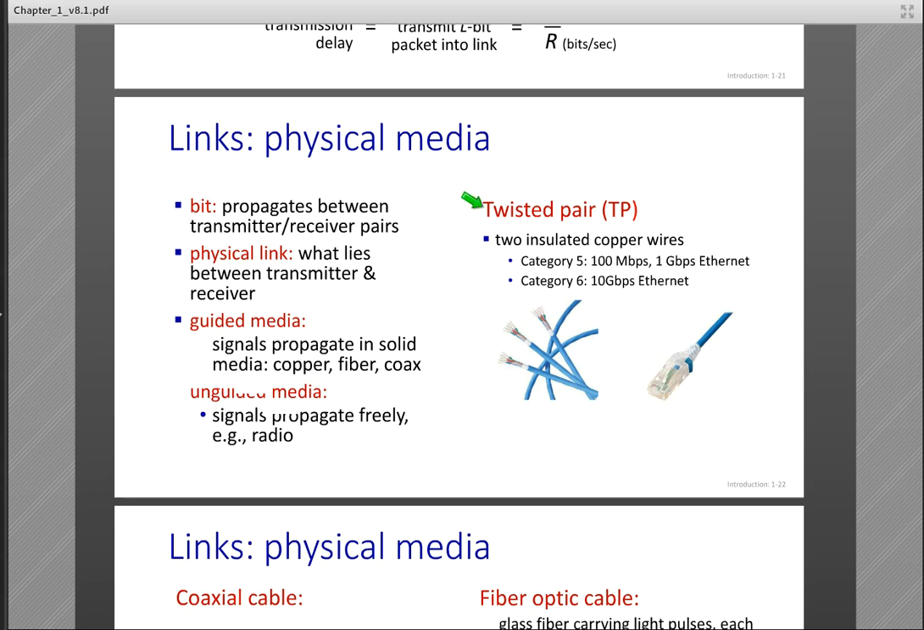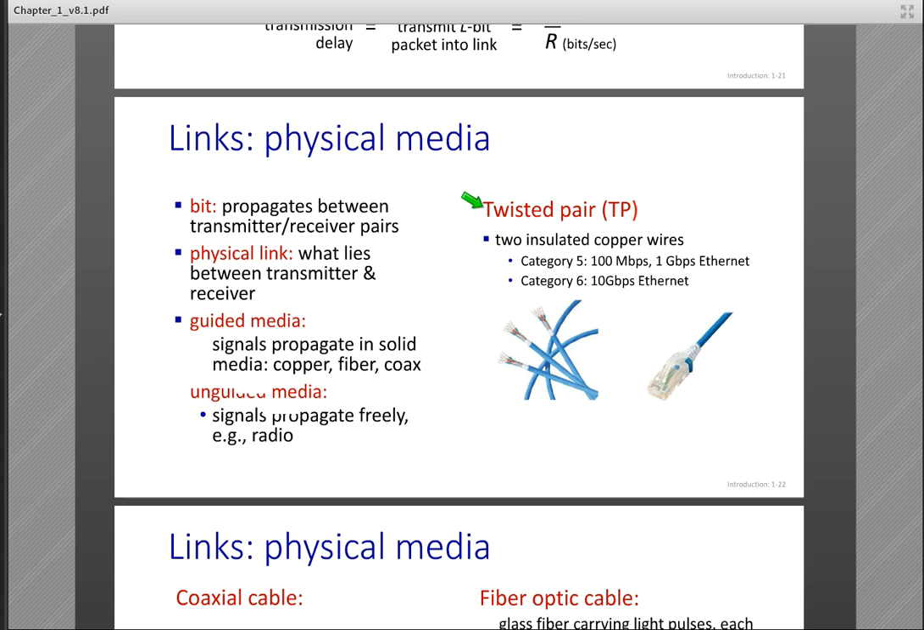Okay, let me talk about different types of physical media. The first one is twisted pair. It's a cable that we can use in our traditional telephones. There are four couples of pairs twisted together, okay, with different colors. And twisted pair cables have several categories.